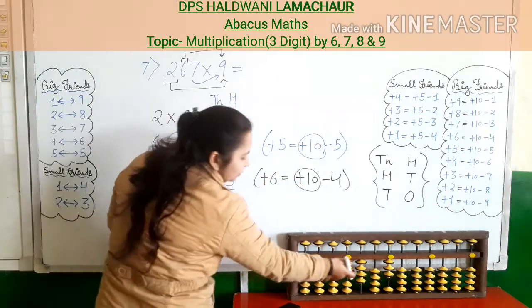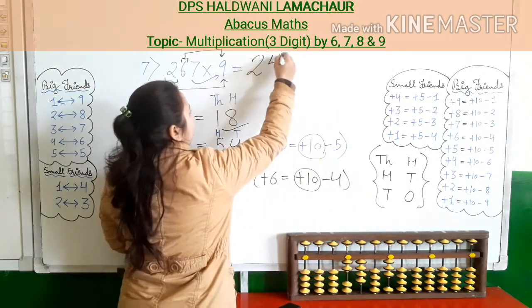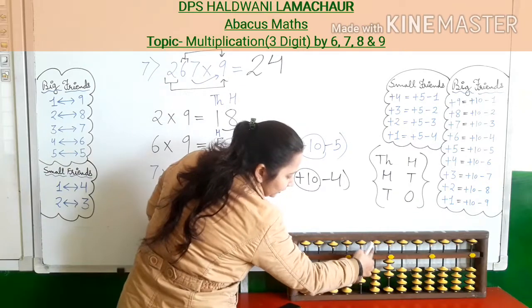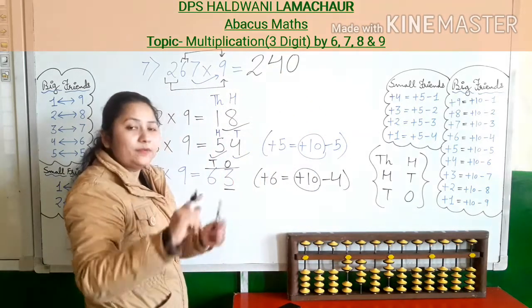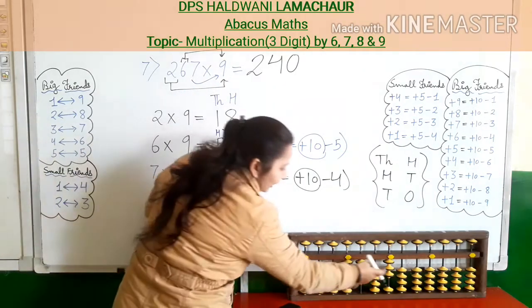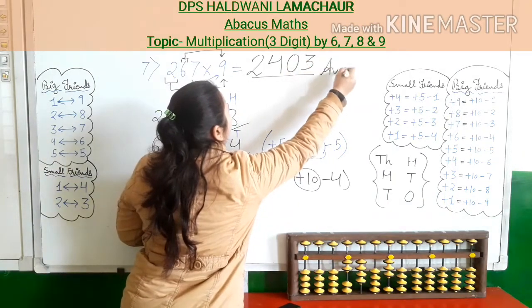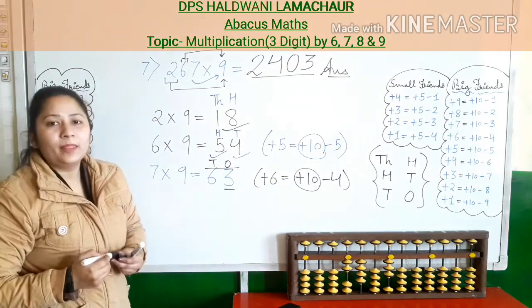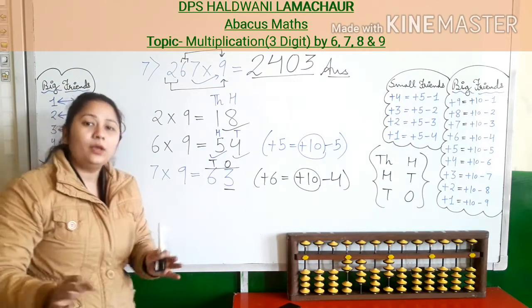Now count. See, 2 in the thousands rod, 4 in the hundreds rod, nothing in the tens rod means 0. Don't skip the rod. If nothing is there, you have to write 0 in that place. And then 3. So your answer is 2403.